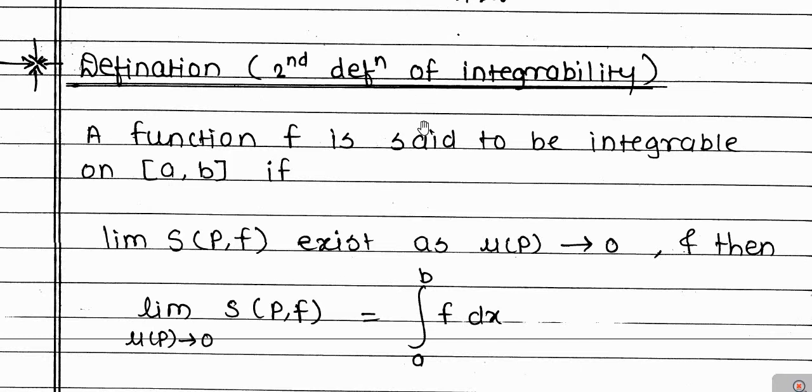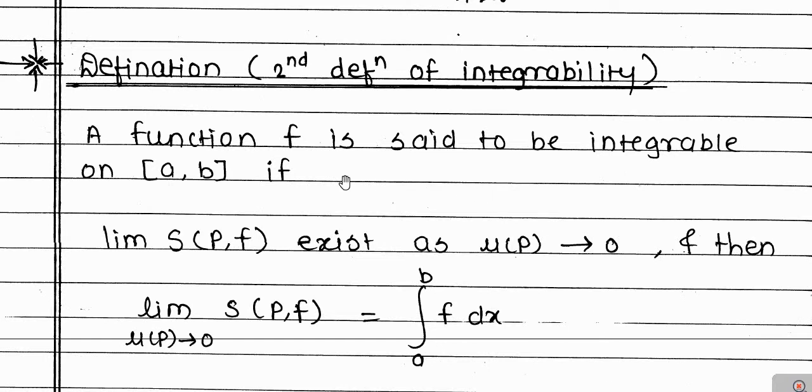We have already studied the first definition of integrability at the beginning, which was as such that we said that a bounded function f is said to be integrable on the closed interval a to b if the lower integral a to b f dx is equal to the upper integral a to b f dx. That was the first definition of integrability of a bounded function.